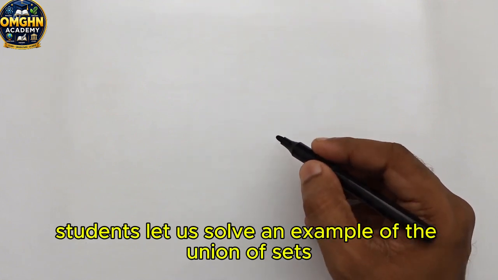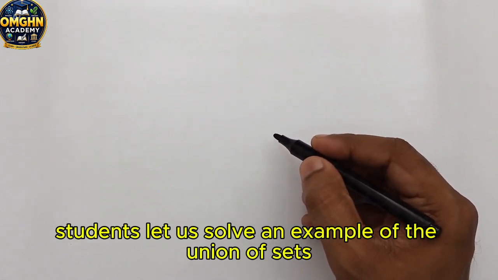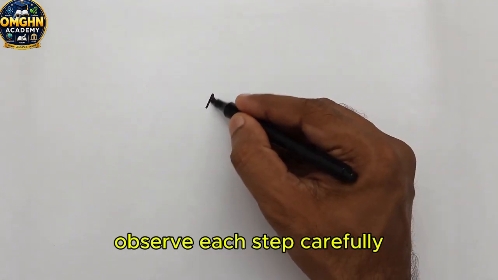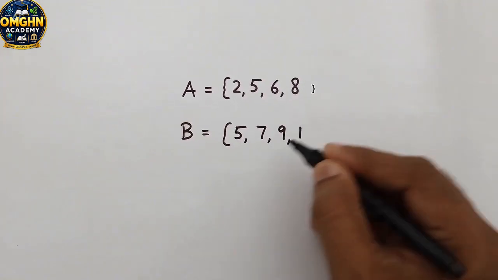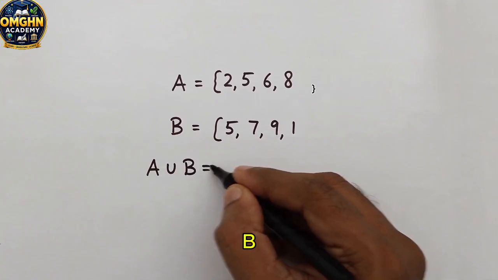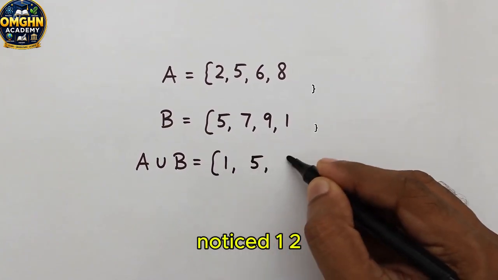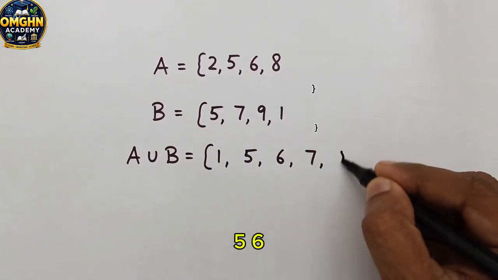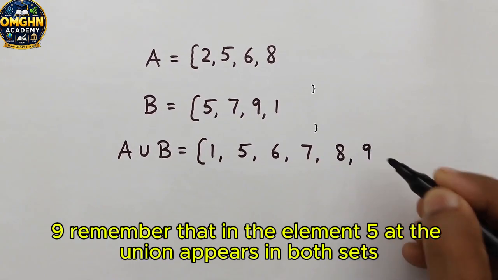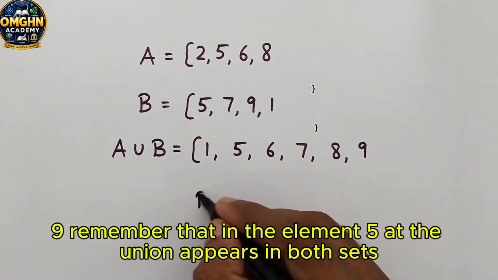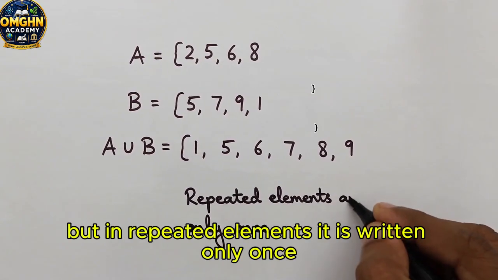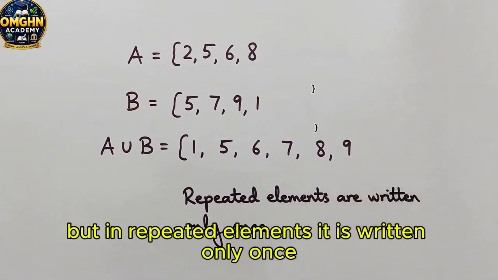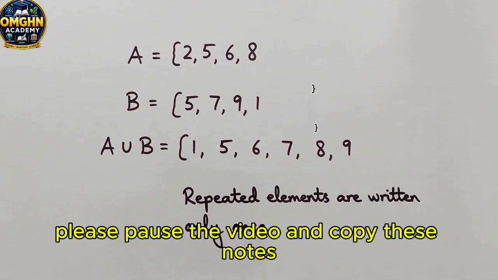Students, let us solve an example of the union of sets. Observe each step carefully. A union B: notice 1, 2, 5, 6, 7, 8, 9. Remember that the element 5 appears in both sets, but repeated elements are written only once. Please pause the video and copy these notes.